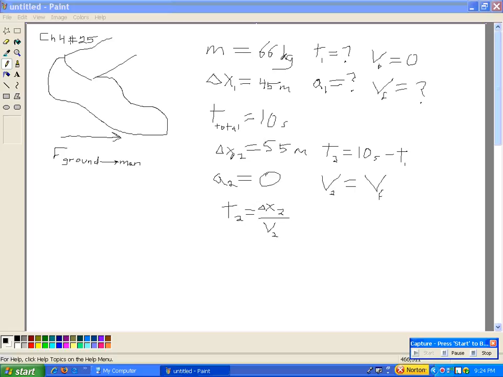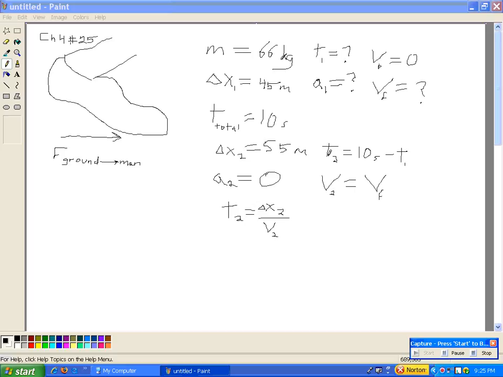So the next part of the race, he's running the fastest he can. And he stays at that speed for the next 55 meters. So that speed will be the final velocity that he reached in the first part of the race. The second part of the time will be the full amount of time, 10 seconds, minus the first part of the time. So 10 seconds minus t1.